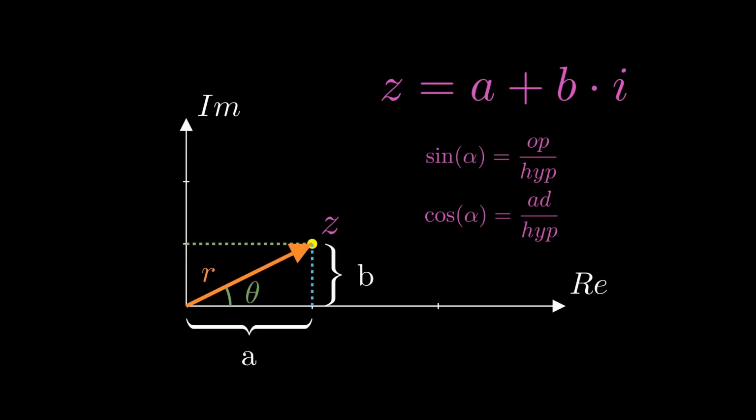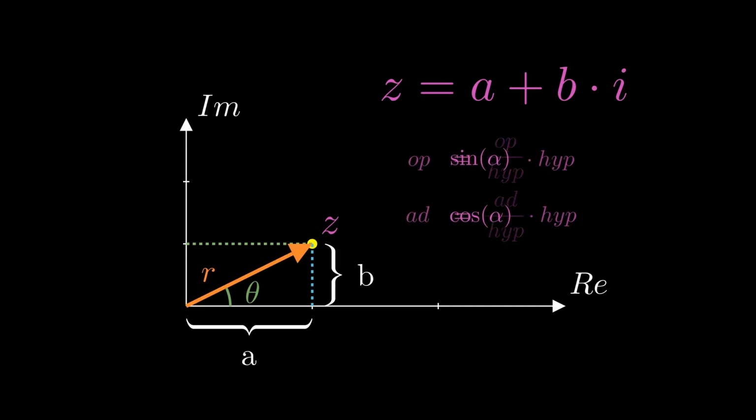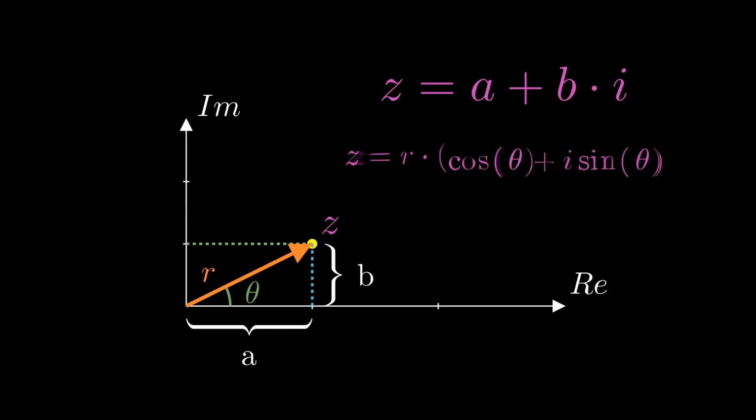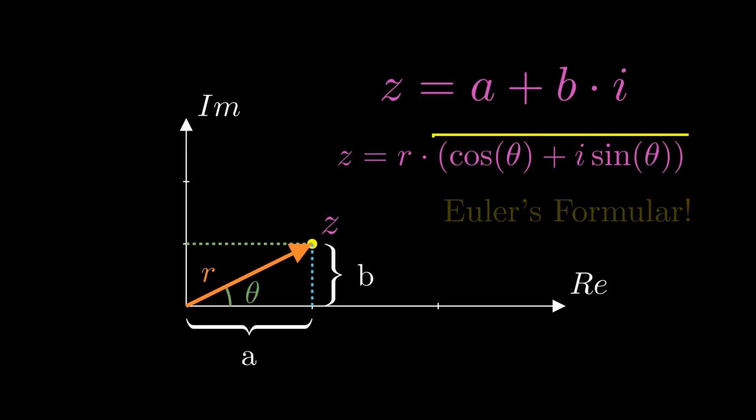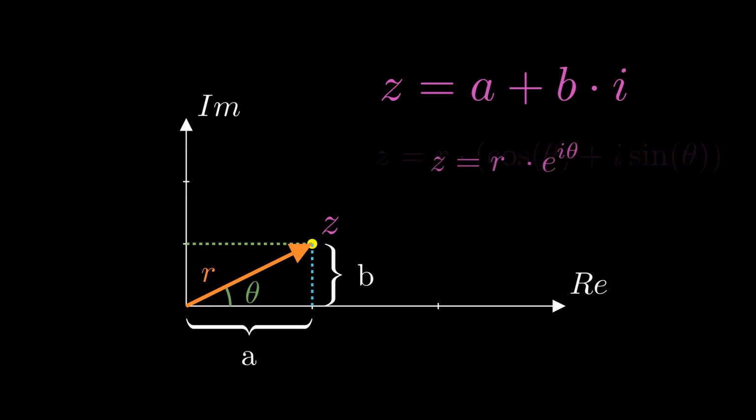We can isolate the sides of the triangle by multiplying with the hypotenuse. Relating this to our triangle, we get these expressions. We can then put these together to form the complex number. Now we notice something amazing. Inside the parenthesis, we actually have Euler's formula. So we just simplify and get the polar form of a complex number.